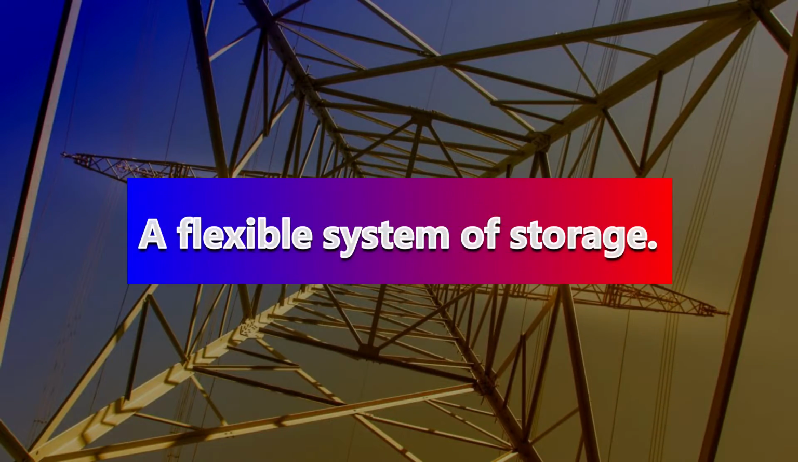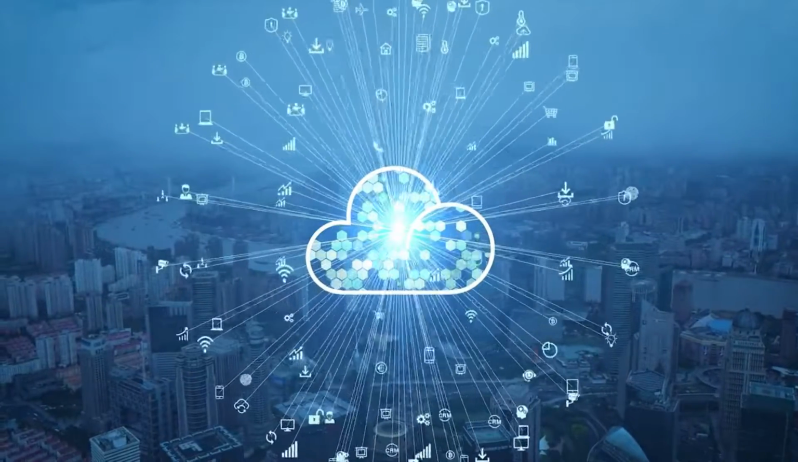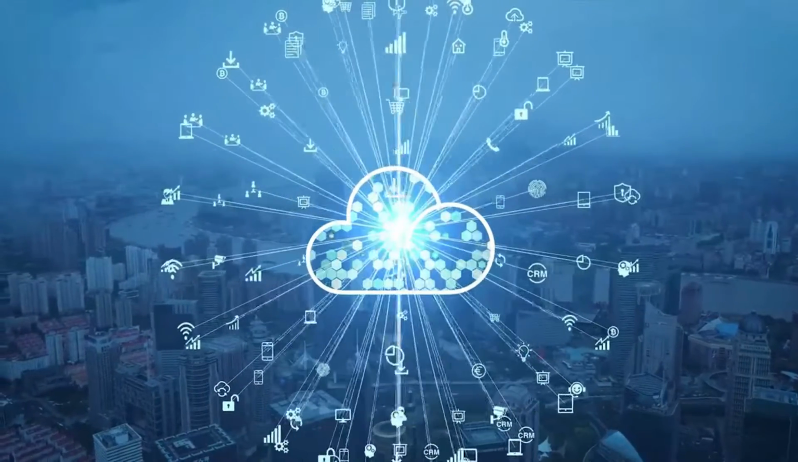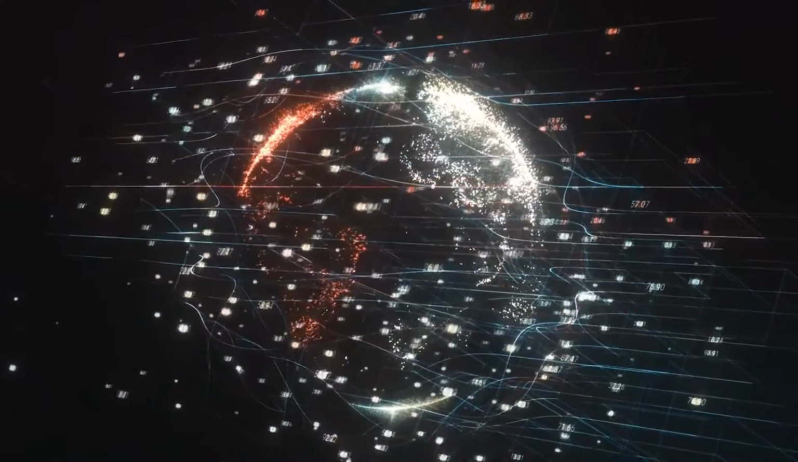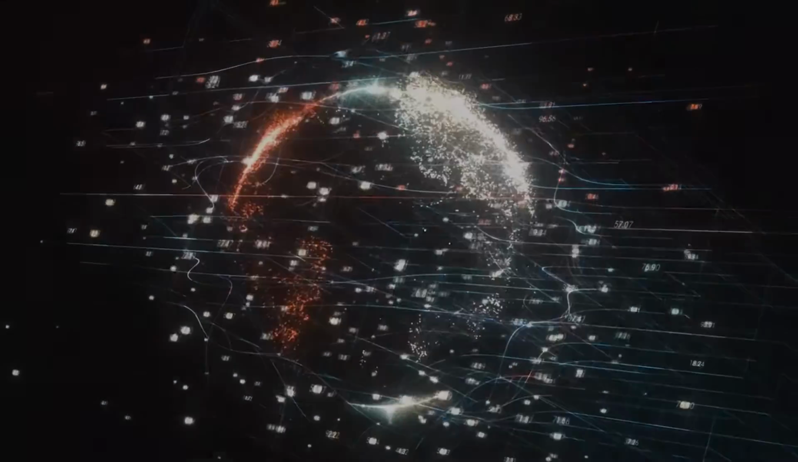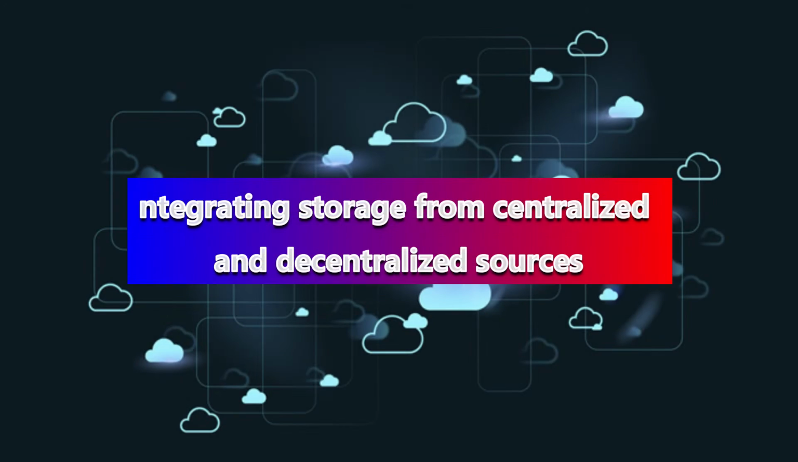A flexible system of storage. Fog computing doesn't need constant access to the internet. Data can be locally stored or accessed by requesting it from local disks. This type of storage combines online and offline access. Integrating storage from centralized and decentralized sources.